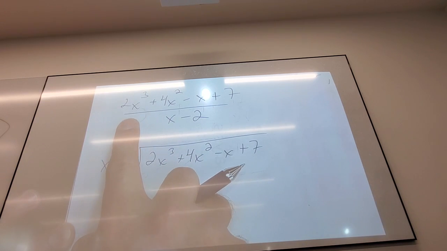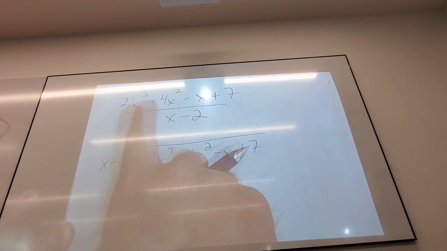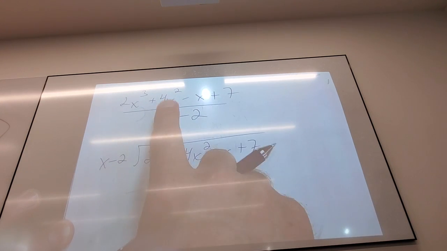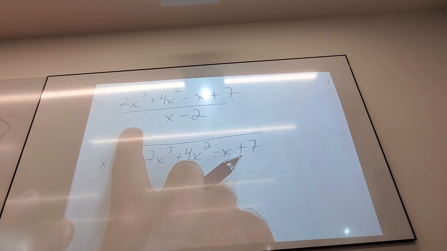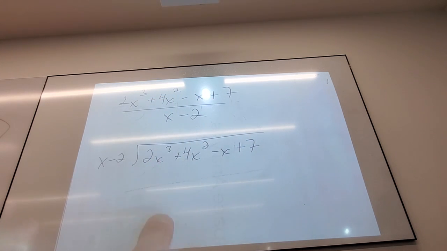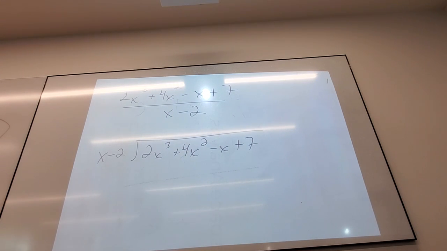Let me ask you a quick question. Am I missing any terms? How would you tell very quickly if you're missing any term? If I go 3, 1, I'm missing a square. I would have to put a 0 there. You don't have to, but dear God, you want to. You want a little placeholder.